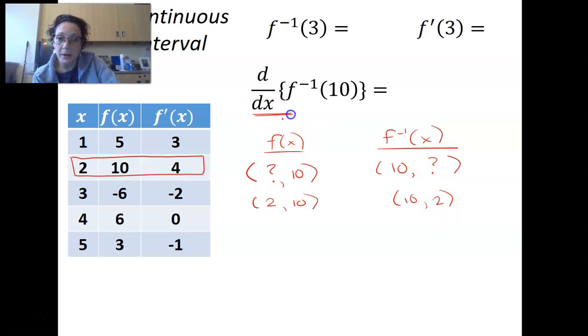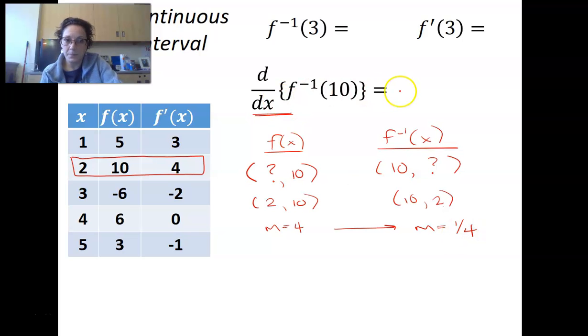I want the slope at that point. Well, I know that at 2, 10, the slope is 4. So I know that at 10, 2, on the inverse, the slope must be 1/4. And there's my answer. Again, it is very helpful, at least for me. I'm not good at keeping track of stuff in my head. Write down what I know, and then see if I can translate it over into the other column. It's always going to be a back and forth. They're going to give you a function, but ask you about the inverse. Or vice versa.